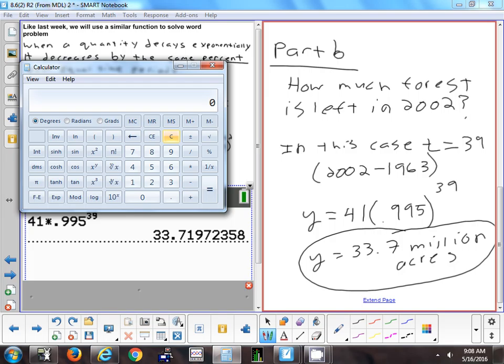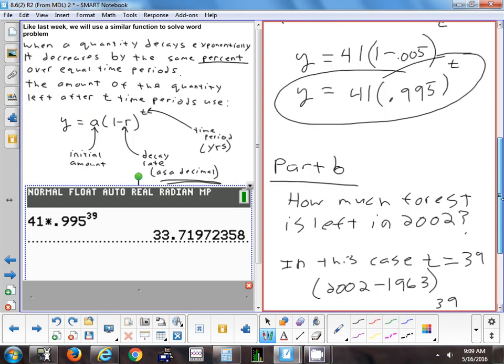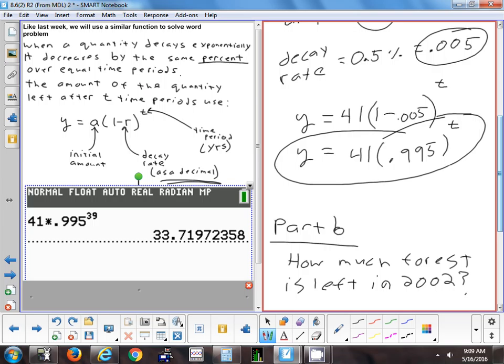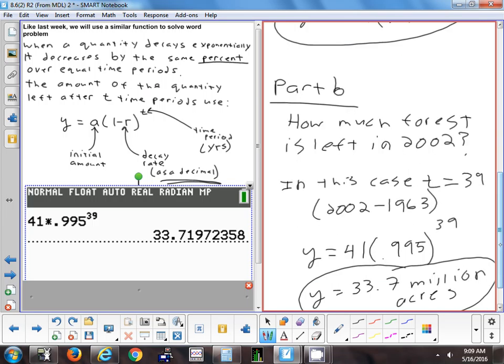So if they said to you, find out how much of the forest burned down, just take your 41 million acres and subtract how much is still left, and we can see we lost 7.3 million acres. And then maybe if we knew how many trees on average we had per acre of forest, we could figure out how many trees actually burned down. Not exactly, but we could estimate how many millions or billions of trees we lost. Okay, any questions on coming up with a formula or using it to find out how much forest was left?